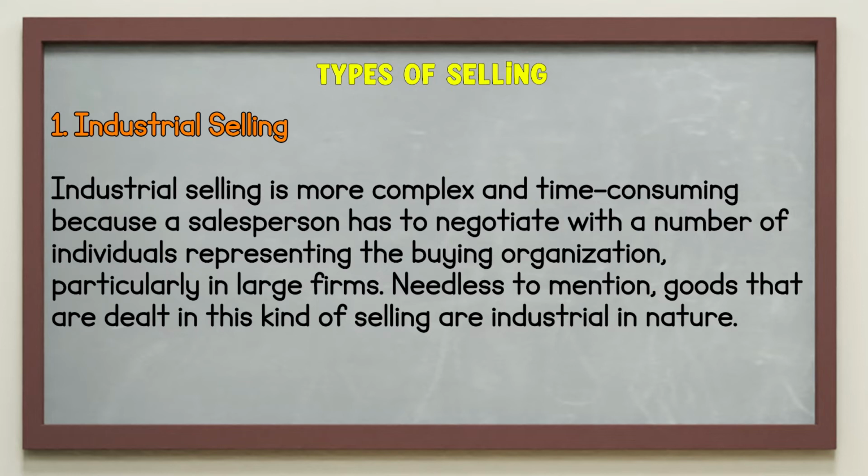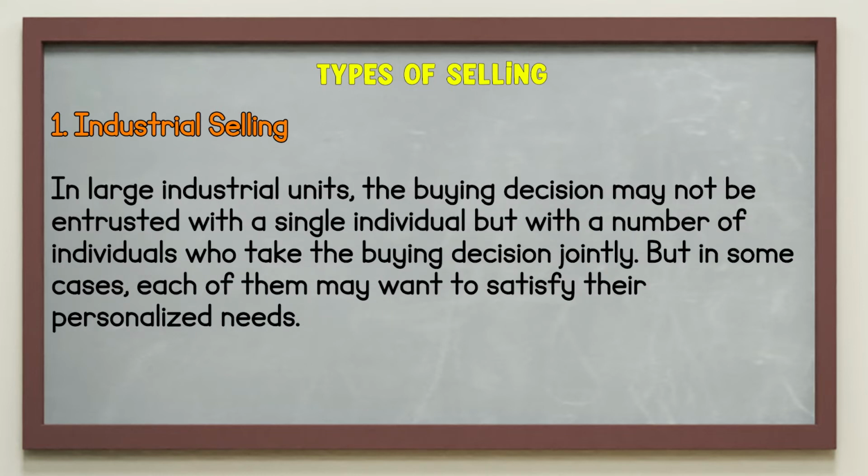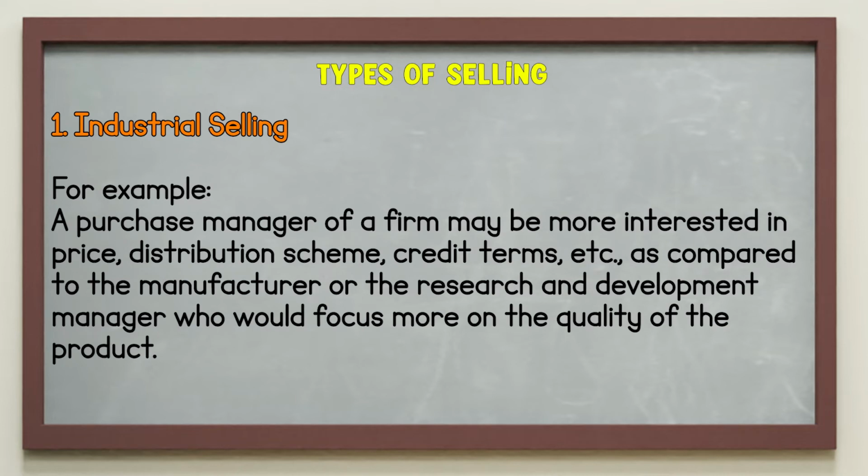Needless to mention, goods that are dealt in this kind of selling are industrial in nature. In large industrial units, buying decision may not be entrusted with a single individual, but with a number of individuals who take the buying decision jointly. But in some cases, each of them may want to satisfy their personalized needs. For example, a purchase manager of a firm may be more interested in price, distribution schemes, credit terms, etc., as compared to the manufacturer or the research and development manager who would focus more on the quality of the product.